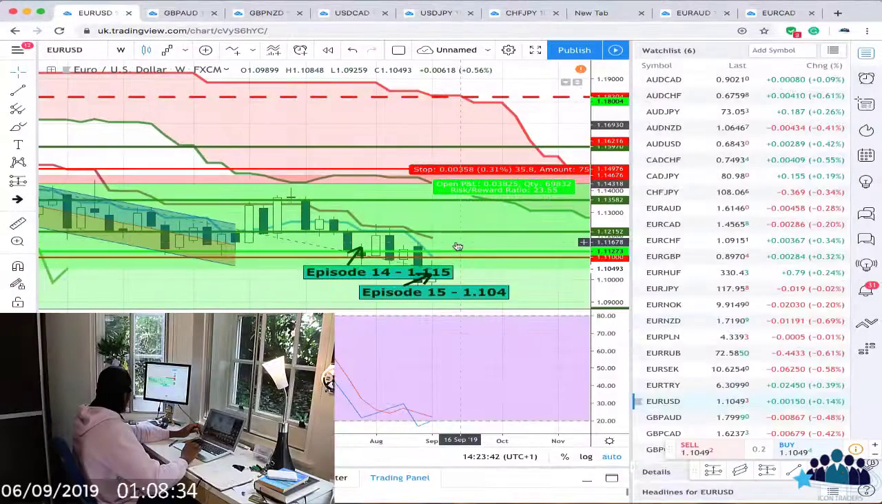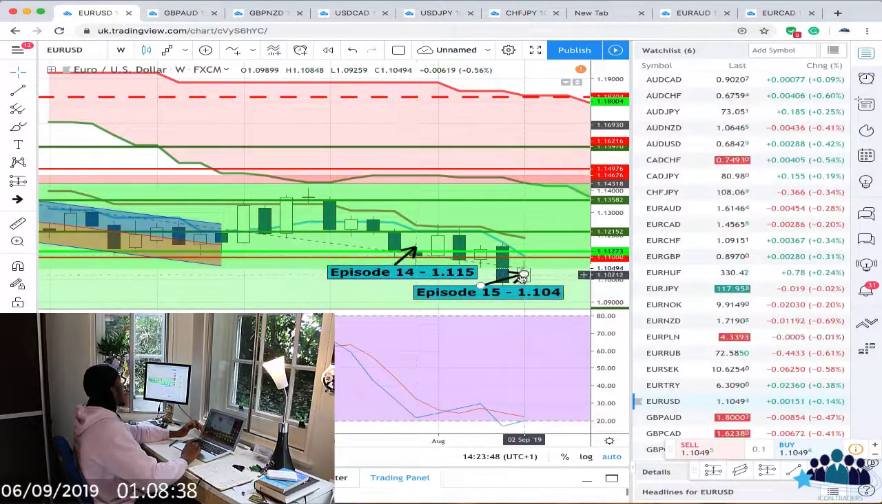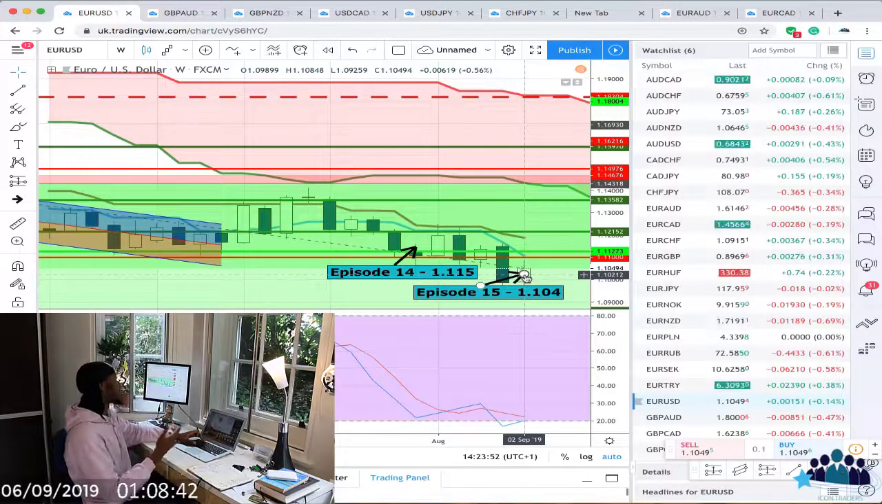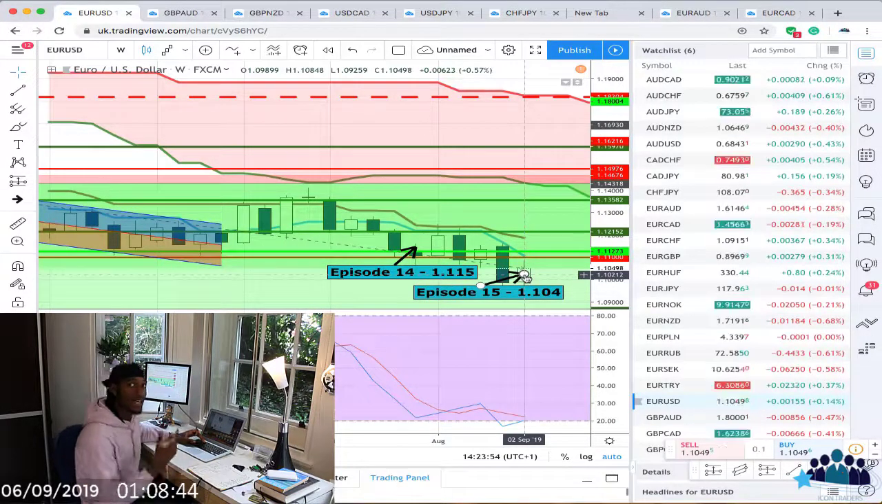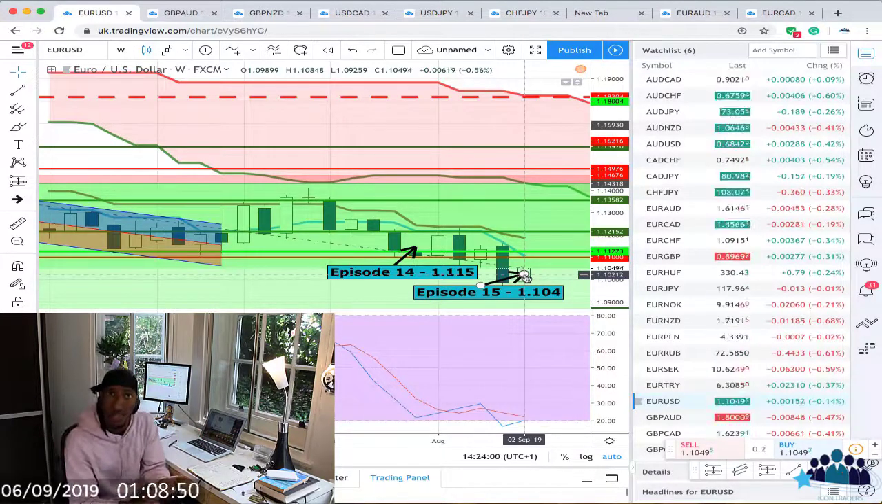So as we can see here, this is where we were in episode 14, this is where we currently are in episode 15. And as you can see, I was predicting this to be a sell, and since I did predict this to be a sell, if you did sell it, you would have made money. I know this, I say this, I do this, yes.